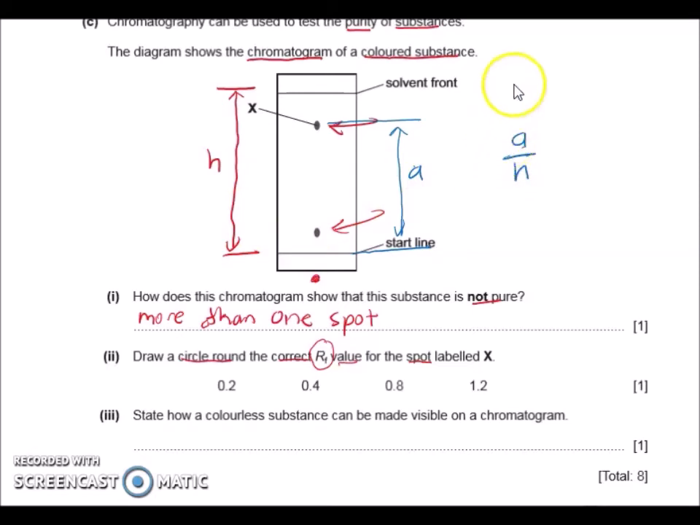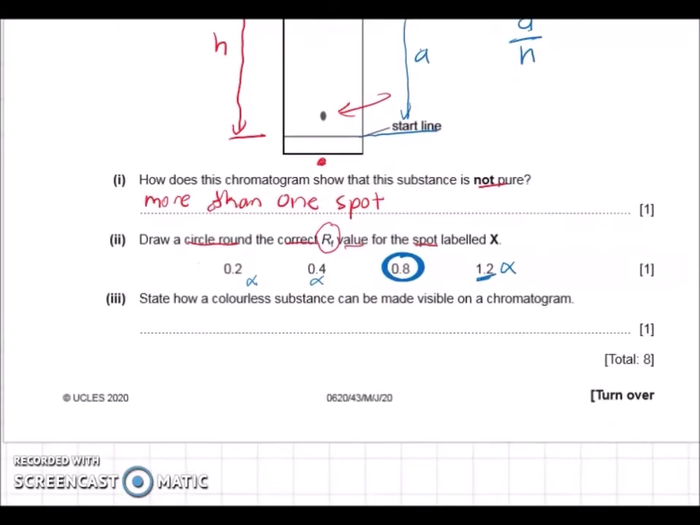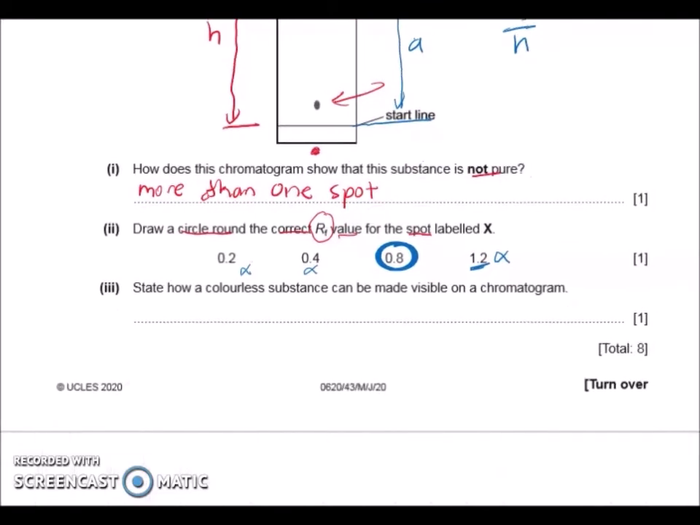So it is impossible to get 1.2 here, so this is wrong. As you can see, this X point is near the solvent front line, so it should be more than half. Obviously this is wrong, so your best answer here is 0.8.